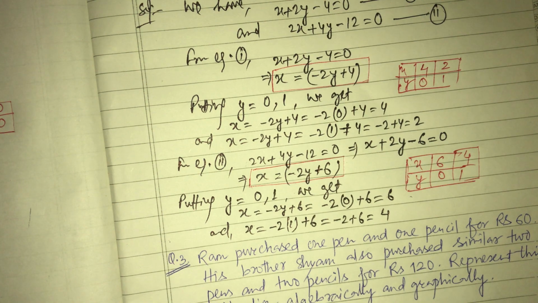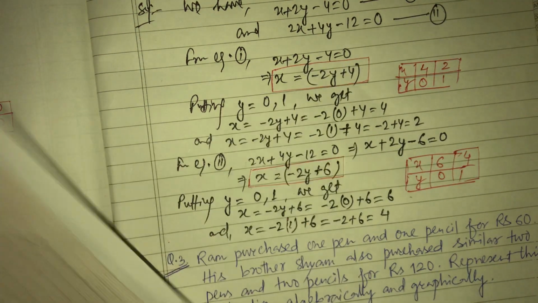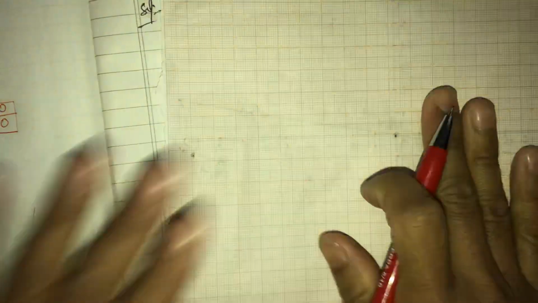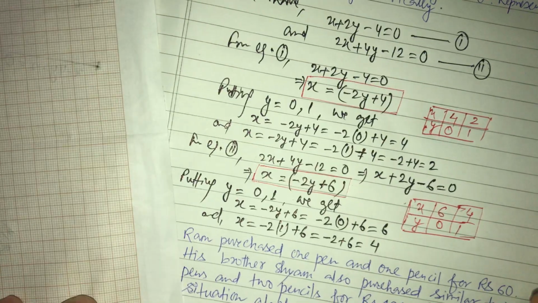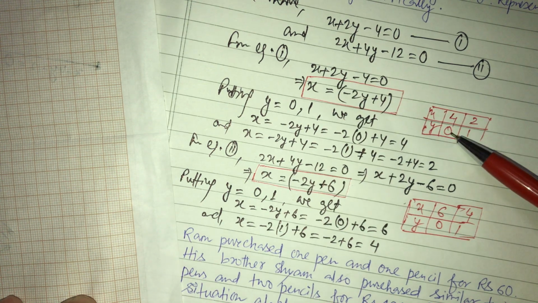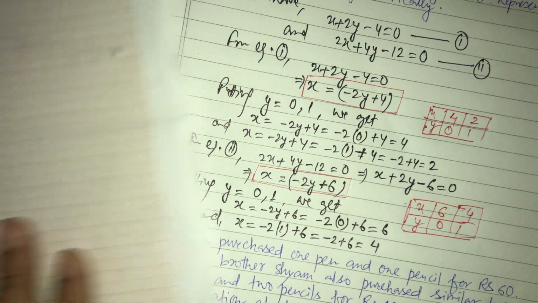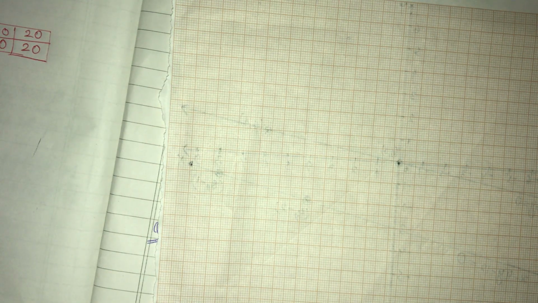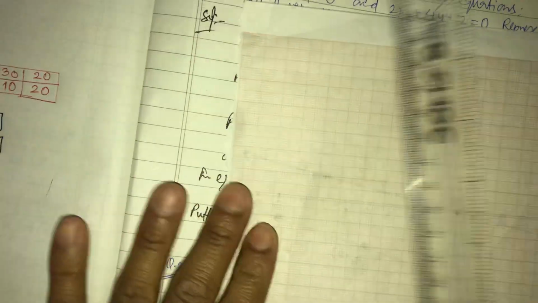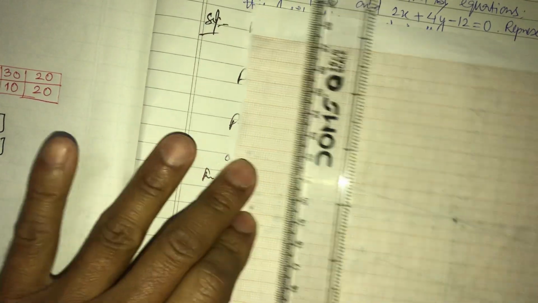Now let's plot the graph for this once again. If you see the table quickly, we have x as 4, 2, 6, 4 and y as 0, 1, 0, 1. There is no negative sign. Okay, let's plot the graph. So the maximum value was 6. So let me go accordingly.